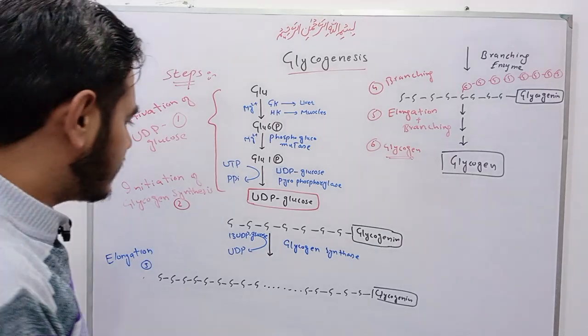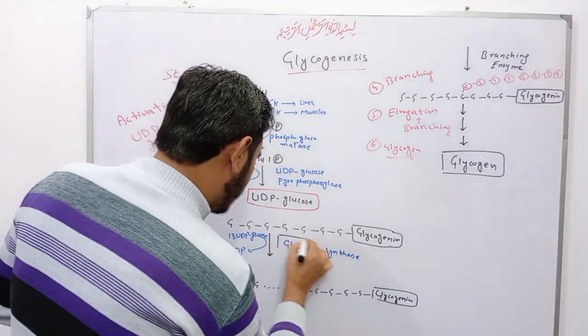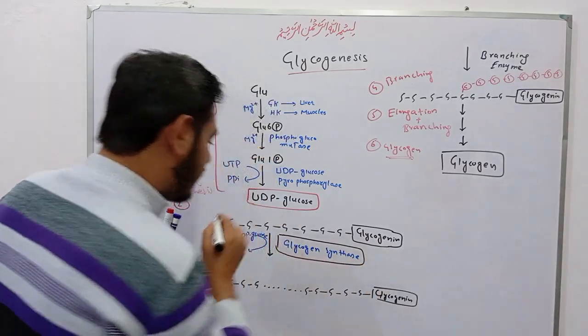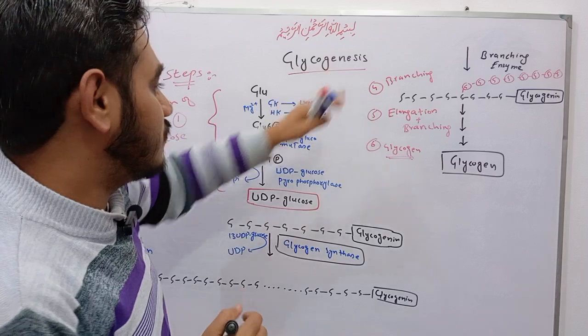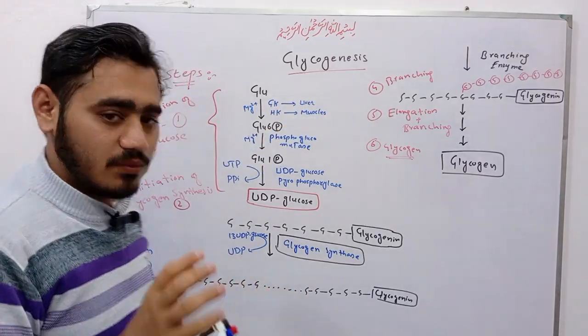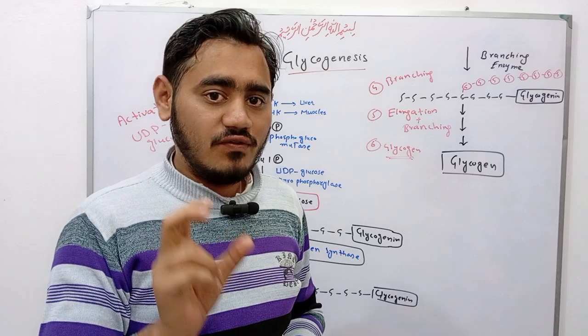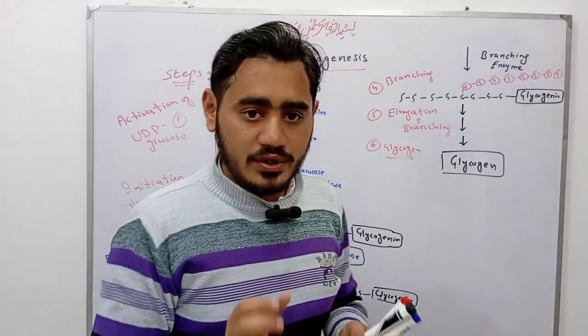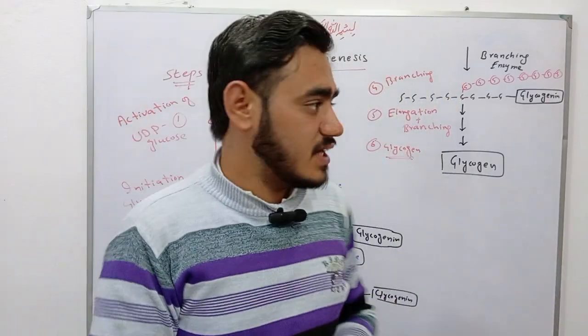Here the important enzyme is glycogen synthase. It is a very important enzyme, and insulin activates this enzyme. In the well-fed condition, the glycogenesis process takes place with the help of the hormone insulin, which is released from the beta cells of islets of Langerhans. Okay, friends, this was all about glycogenesis.